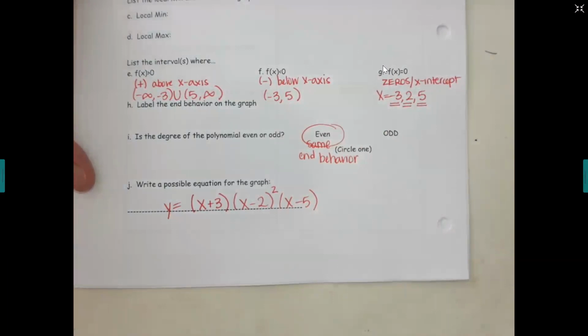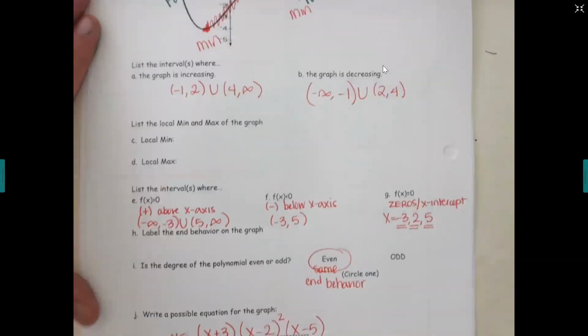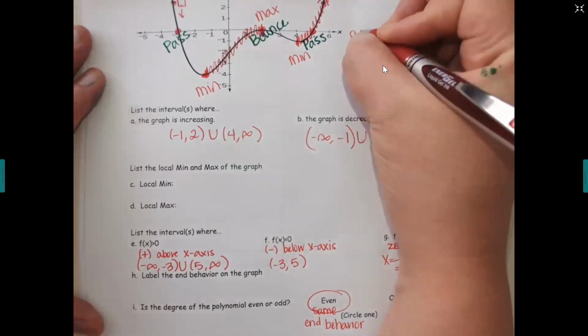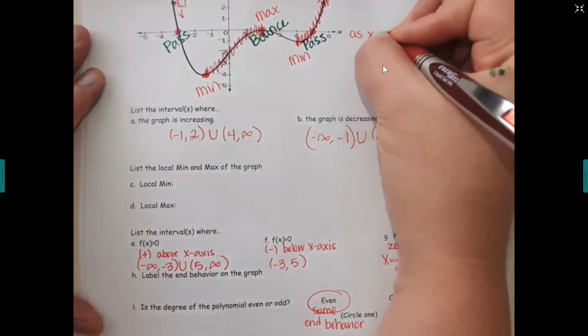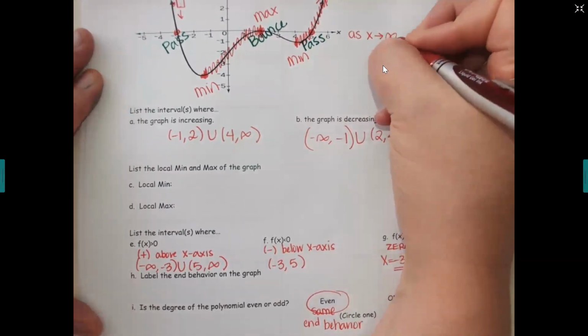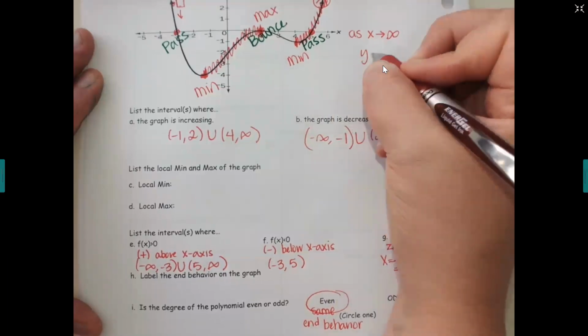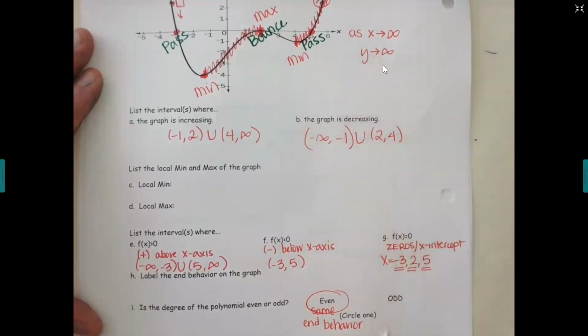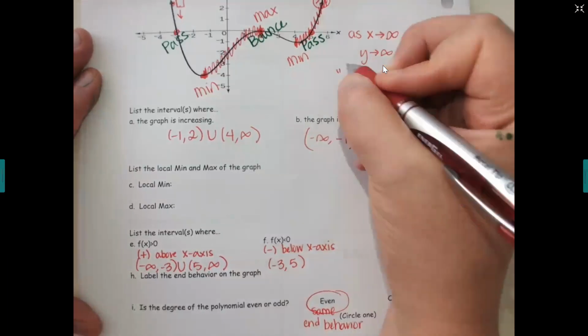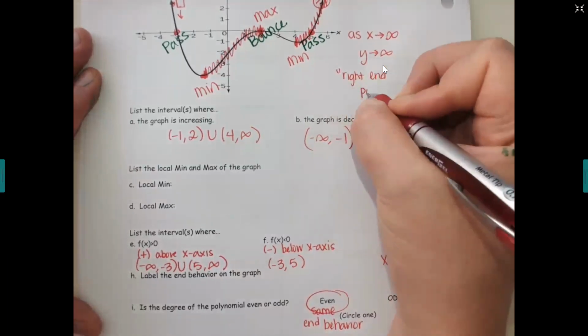Let's do it on our graph. Okay, if I want to do the right end, I'm going to say as x goes to what? Infinity is to the right. What is my end doing? It's pointed which way? So then y goes to infinity. And then if you want to write, that means the right end points up.